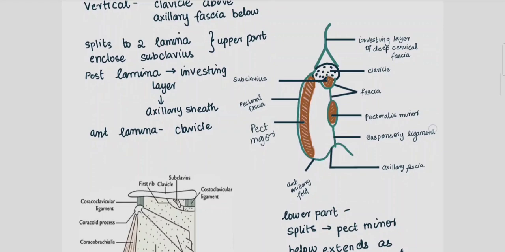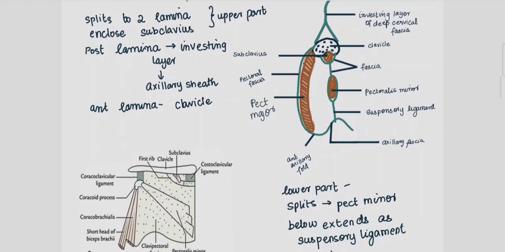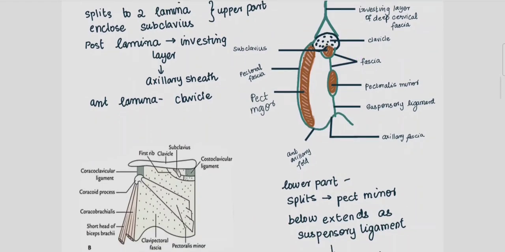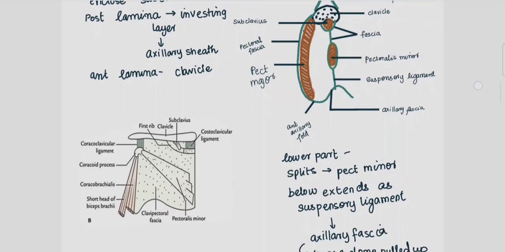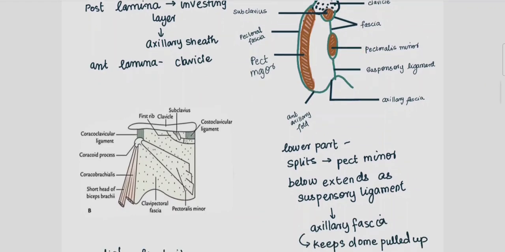Now in the lower part, the clavipectoral fascia goes downwards, splits and encloses the pectoralis minor muscle. Below, after splitting and enclosing the pectoralis minor muscle, it again extends as the suspensory ligament. This suspensory ligament is required for the maintenance of the dome shape of the axillary fascia.